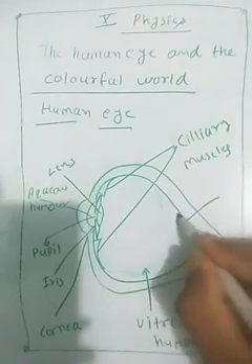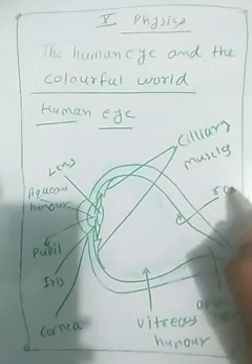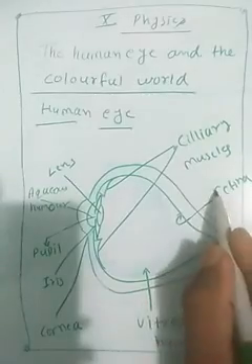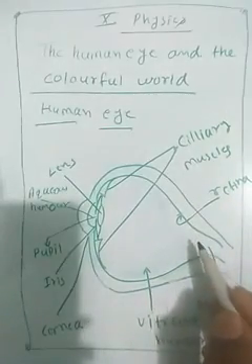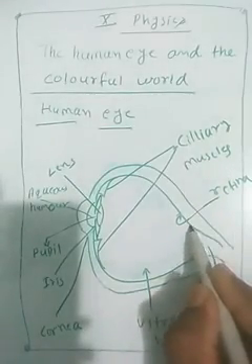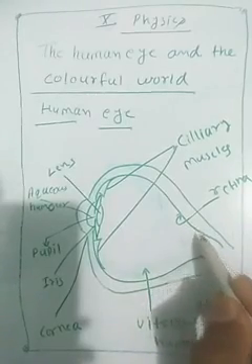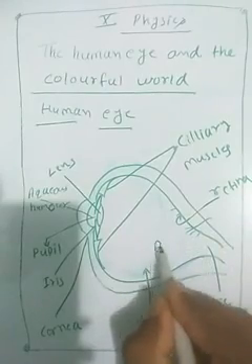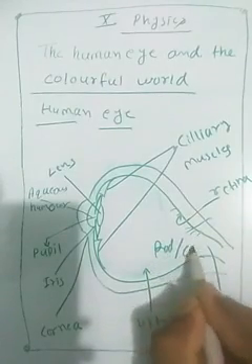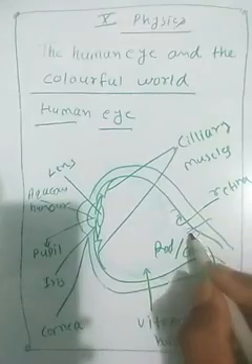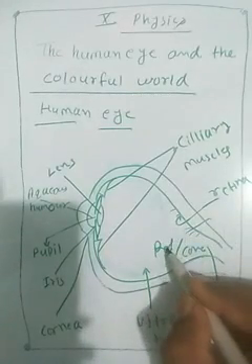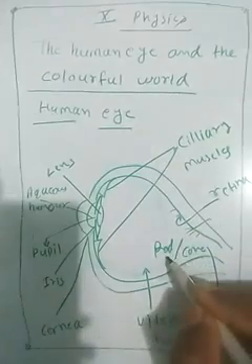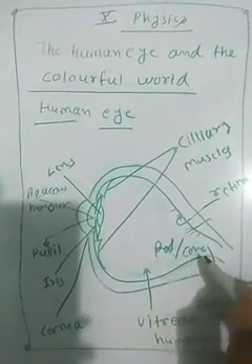This part is known as the retina. This is the part where the image is formed. Here there are two types of cells, rod and cone. Rod detects dim light and cone detects color.